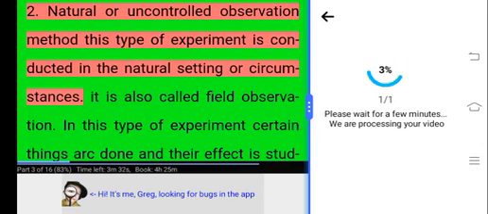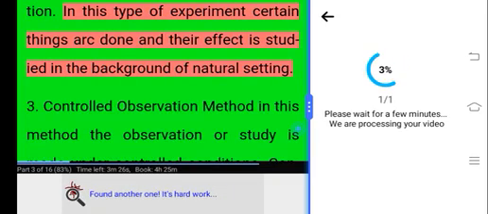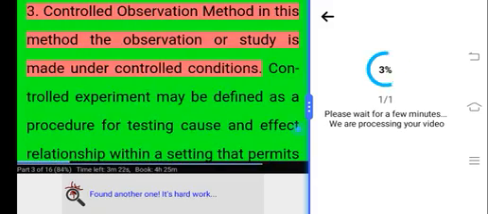2. Natural or uncontrolled observation method. This type of experiment is conducted in a natural setting or circumstances. It is also called field observation. In this type of experiment, certain things are done and their effect is studied in the background of natural setting. 3. Controlled observation method. In this method, the observation or study is made under controlled conditions.